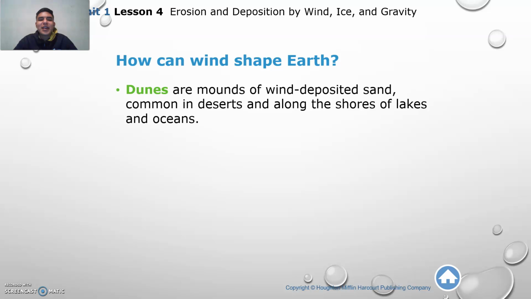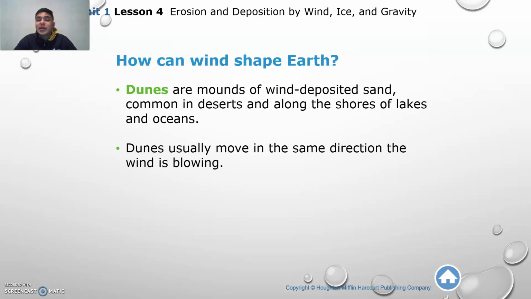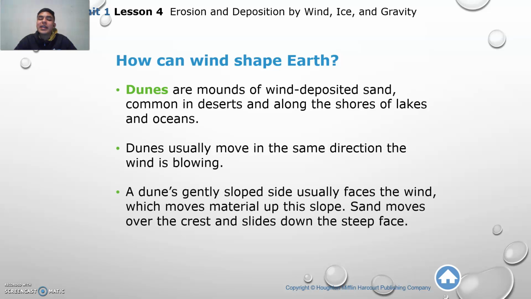Okay, now we have a very important word, which is dunes. They are mounds of wind-deposited sand, common in deserts and along the shores of lakes and oceans. Dunes usually move in the same direction the wind is blowing. A dune's gently sloped side usually faces the wind, which moves material up this slope. Sand moves over the crest and slides down the steep face.